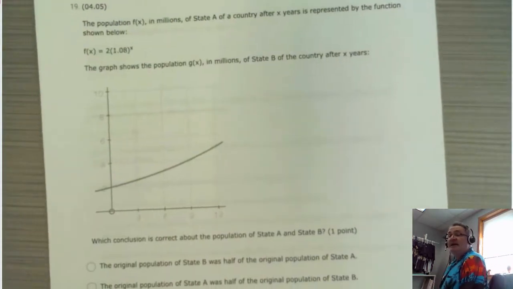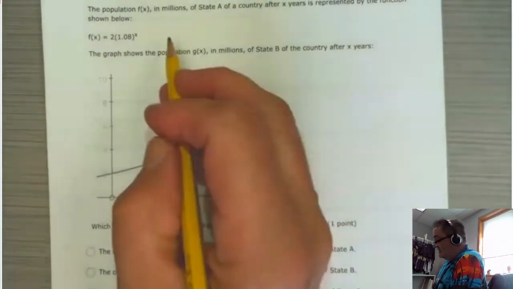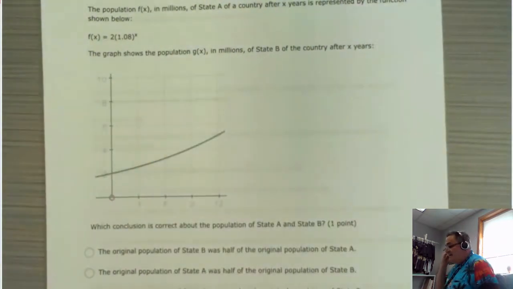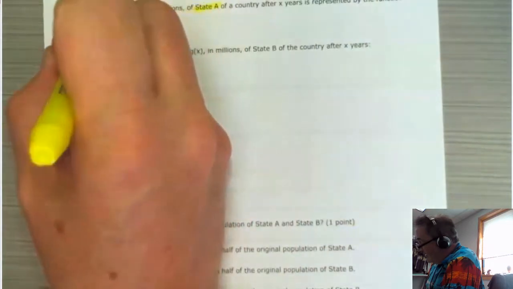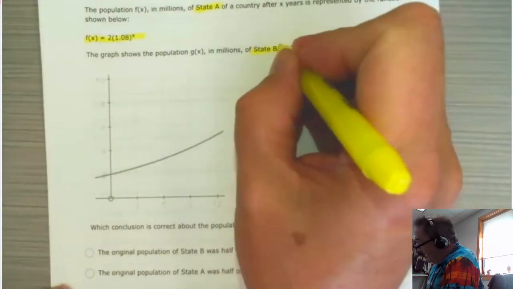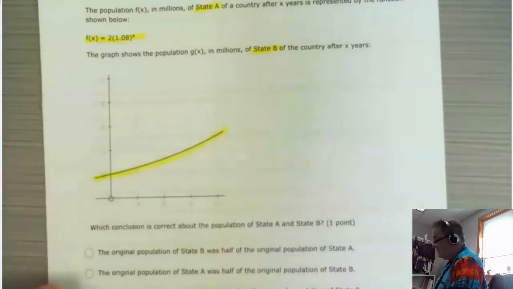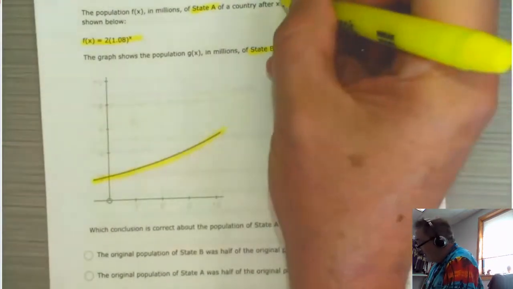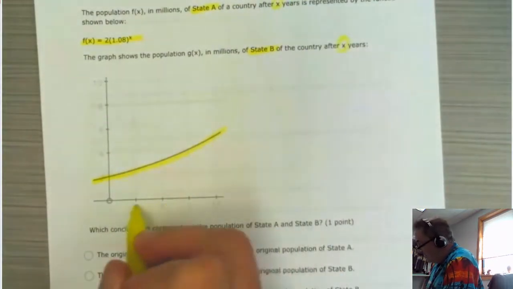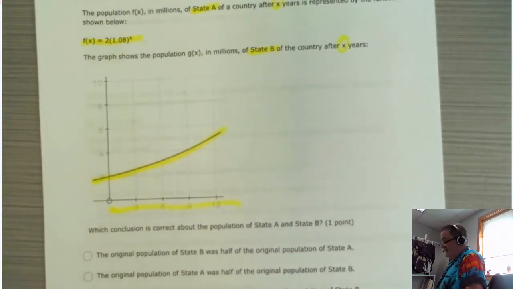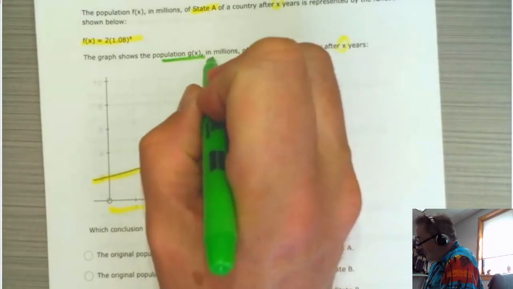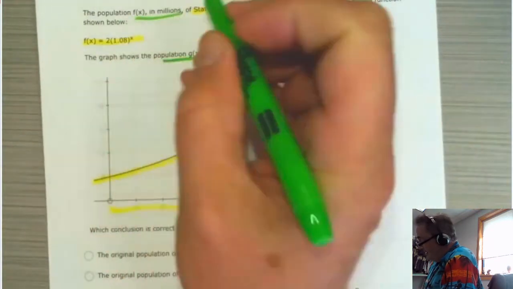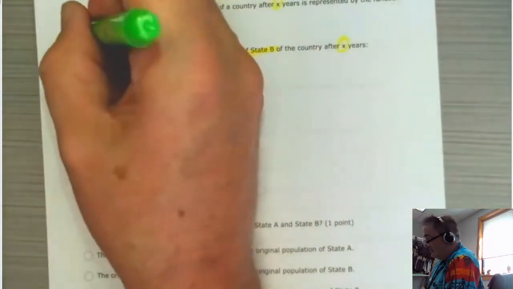Next. Okay, the population f of x in millions of state A of a country. So we have 2 different countries represented here. State A is right here, and this is state B on this graph. After x number of years. So x is the years right here, and the population in millions is this number, right? And this value.